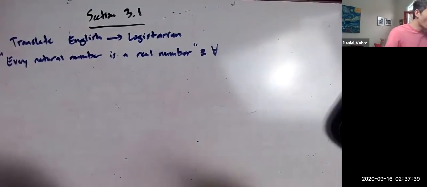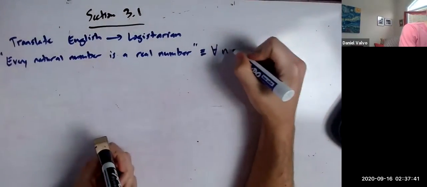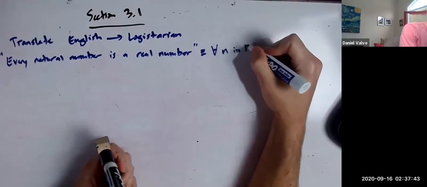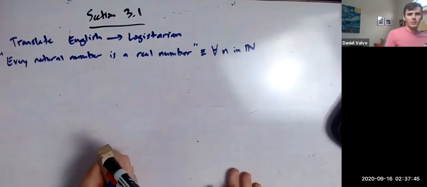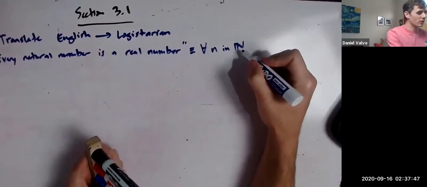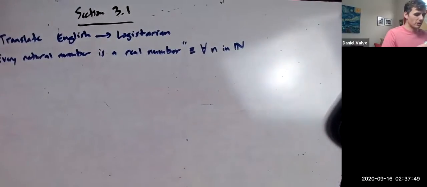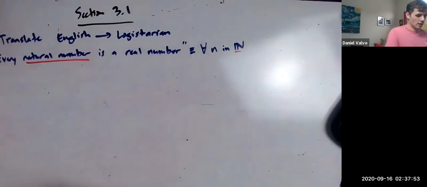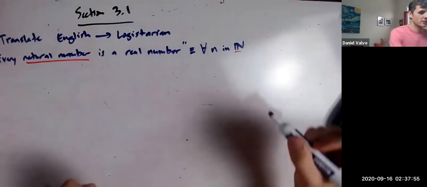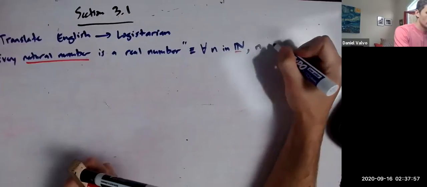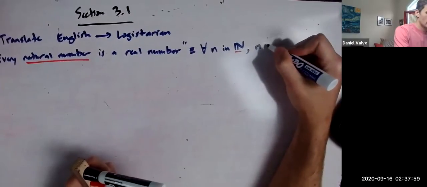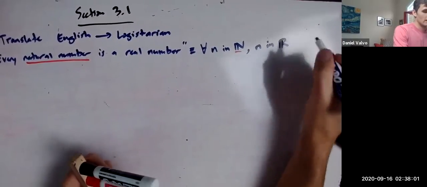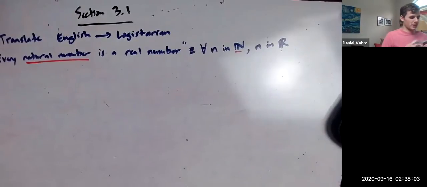So this is saying for all, let's say little n in the big N. And this symbol N with a bar means natural numbers. So this corresponds to this. For all of the natural numbers, n is in that, which is the real numbers right there.